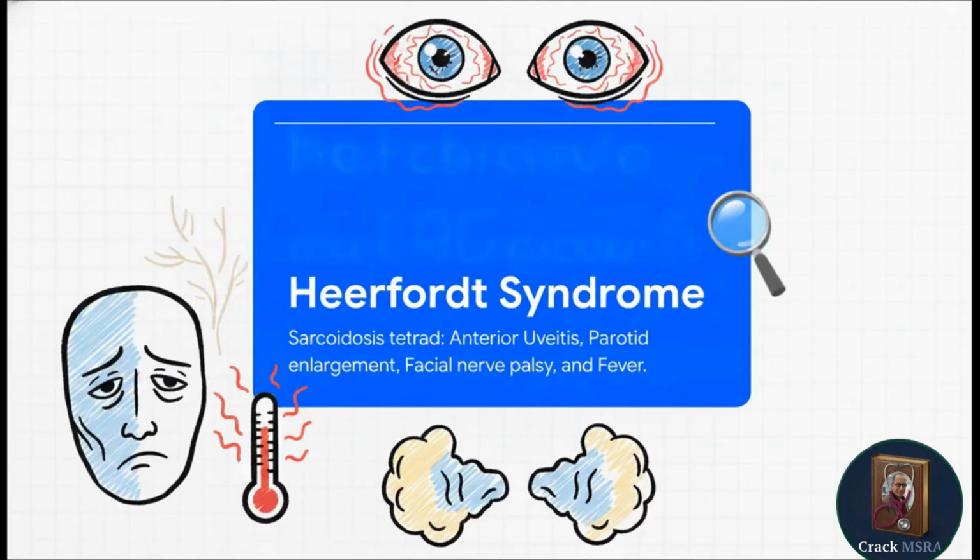In stark contrast to that, we have Heerfordt syndrome, which is also known as uveoparotid fever. Try to visualize the distinct facial and ocular symptoms here. This is a sarcoidosis tetrad consisting of anterior uveitis in the eyes, prominent parotid gland enlargement, a facial nerve palsy affecting cranial nerve 7, and a fever. It's an incredibly visual clinical presentation, which makes it absolute prime fodder for exam questions.